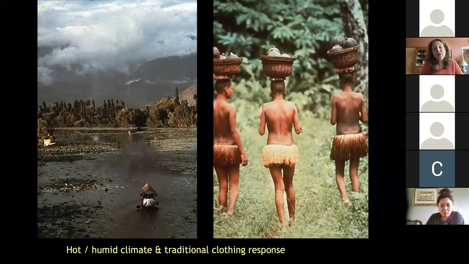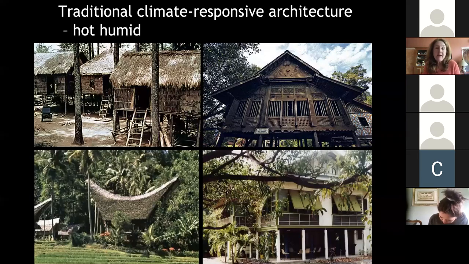So the clothing response, the personal response in a hot, humid climate is to keep out the sun but let in the air. You know, minimal clothing, let as much skin as possible be exposed to the breeze. And that's exactly what we do in a hot and humid climate. So what you're seeing here is, clockwise from the top left, a picture in Cambodia, in Malaysia, and in, I think this is Darwin, Australia, and then the Indonesian boathouse.